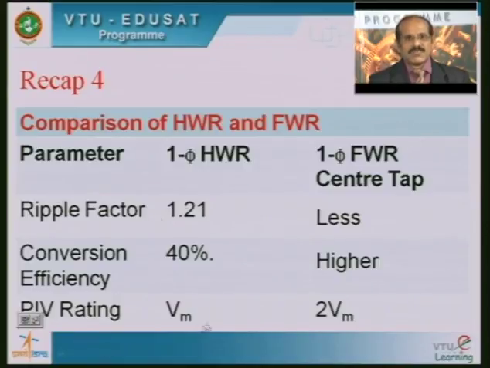In case of the half wave rectifier, it is equal to VM, which is the peak value of the input supply voltage, whereas in a full wave rectifier it is equal to 2 VM. So the PIV rating of the diode used in the half wave rectifier is lesser compared to that of the diodes used in the full wave rectifier. This is one major limitation of the full wave rectifier.